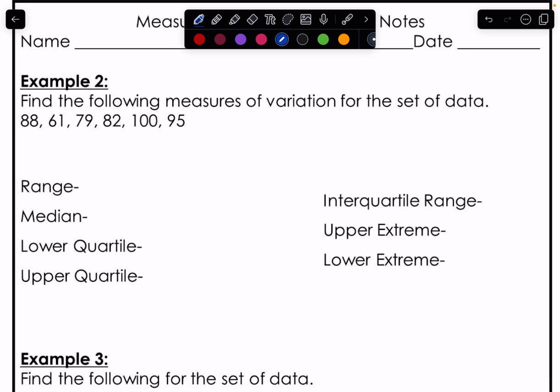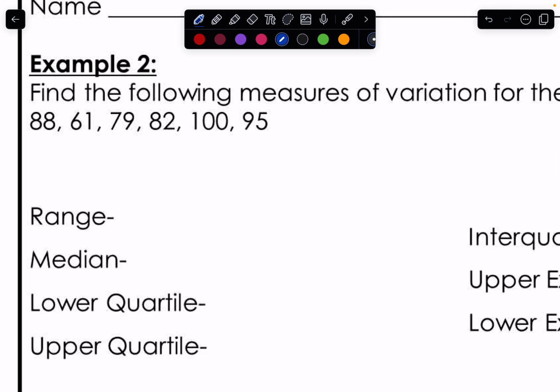So first things first, we have to put my numbers in order, right? I saw people all day today just start crossing things off. That does not help us at all if it's not in order. So we want to start with 61 being the lowest number, and then we can cross that off. Then 79, then 82, then 88, 95, and 100. So that would be the correct order.